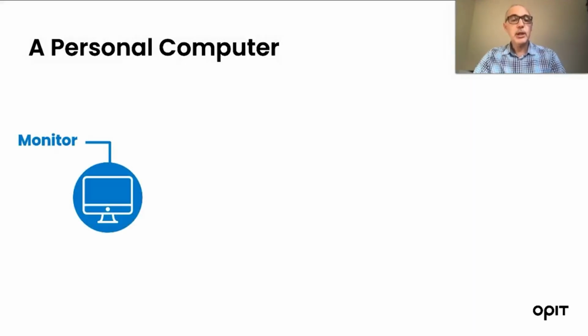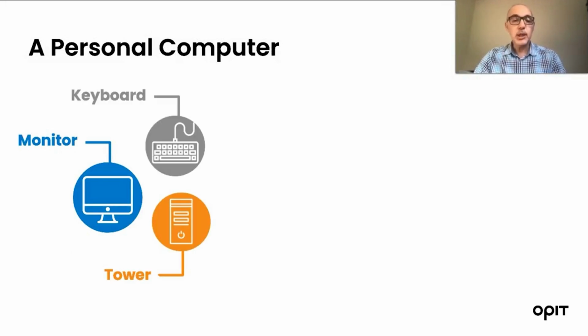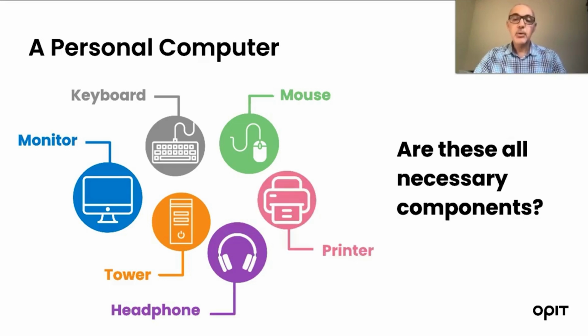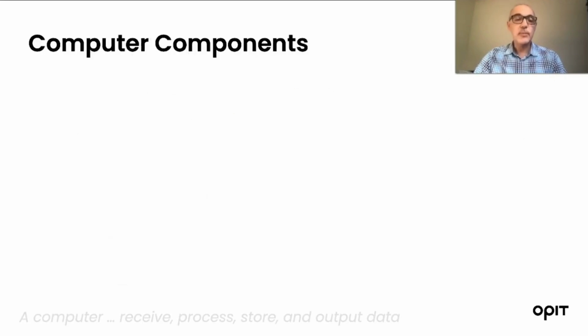Your computer is probably made of a monitor, a tower, a keyboard you type with, a mouse of course, headphones to listen to music or to hear someone, and then possibly some printer. But are all these necessary or essential components of your computer? This is the purpose of today's lecture.